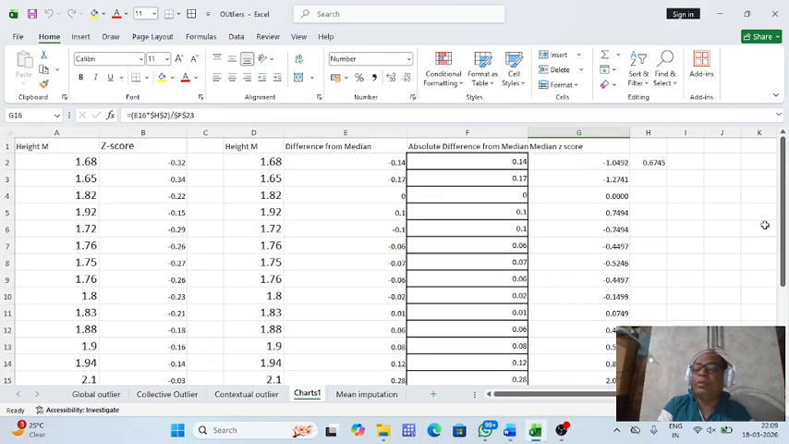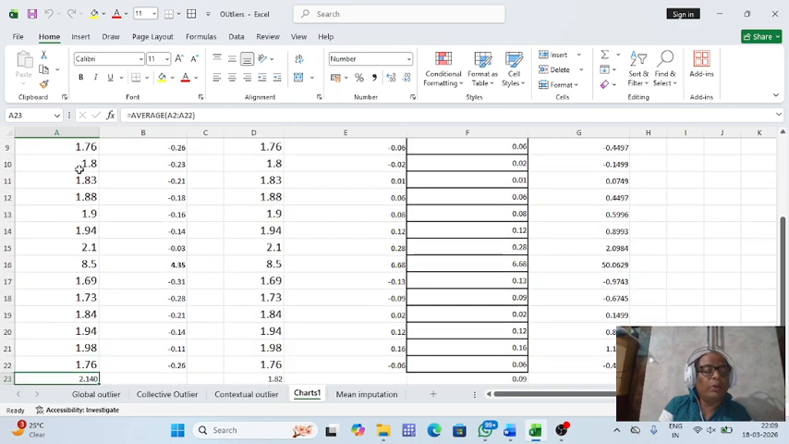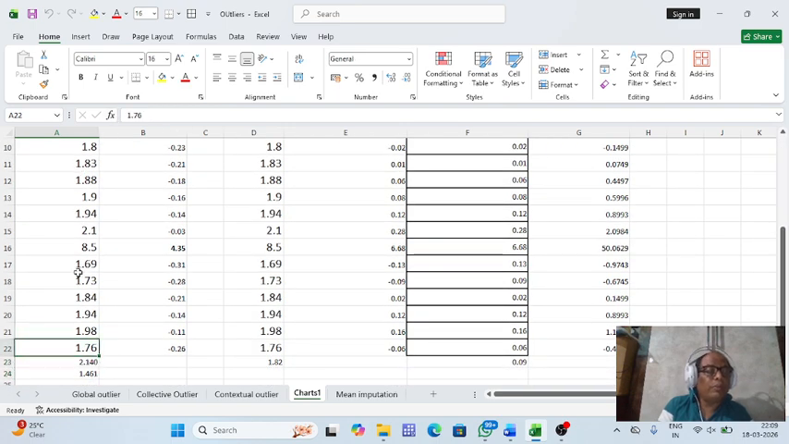Now see, if we look at the data, it is 1.682, up to 1.76. There are 21 students. For the mean, you put the formula average of 822 to 822. You'll get this value. Again you'll apply the standard deviation formula, STDEV.S, over the same range. S is sample. We are not taking P because it is only a sample. So you'll be calculating the value of 1.461.